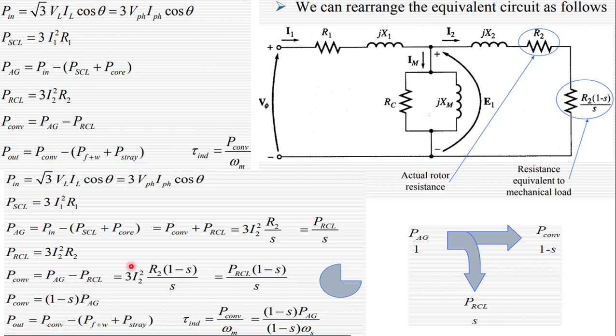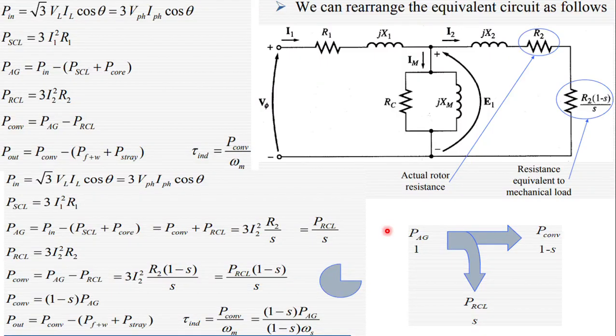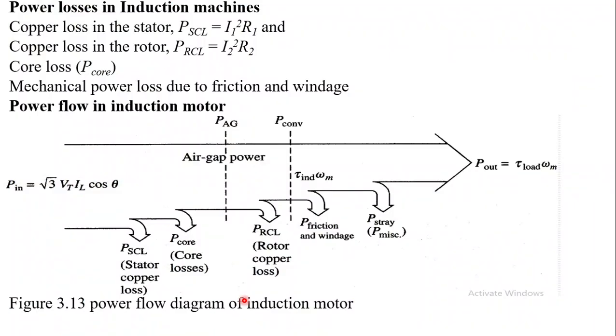Output power can be calculated from converted power minus friction plus windage loss plus stray loss. Here is friction plus windage loss plus stray loss, and the induced torque is equal to converted power over motor speed, and the load torque is equal to output power over motor speed.